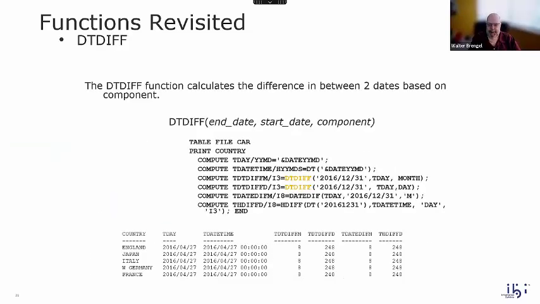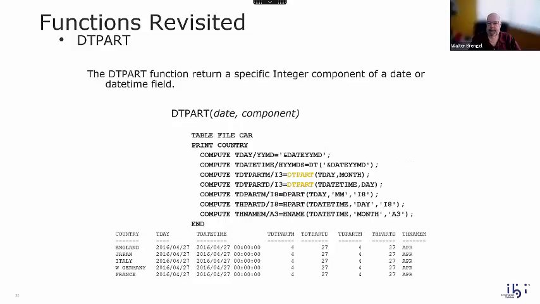DT diff, similar to DT add. And DT part returns an integer component of a date or date time. So if you're pulling out month, you're going to get 1 to 12. If you're pulling out day, you'll get 1 to 31, depending on the month, etc. Before we had H part, which did the same thing, and then we have also H name.